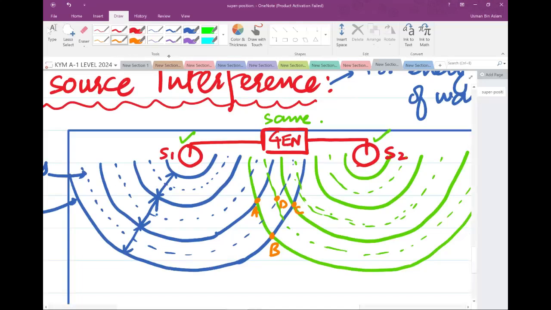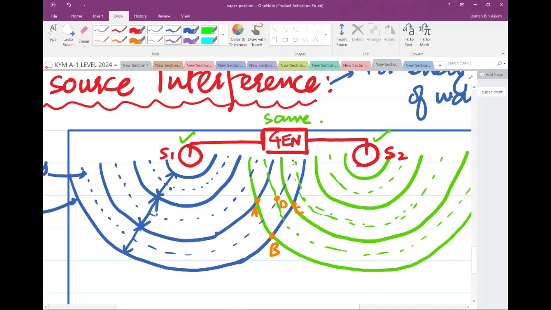Be with me. Before that, I'm going to indicate a few points where destructive interference will take place. Sir, another question: won't the destructive interference cancel out the constructive interference? No, destructive interference will take place at a different position. Constructive interference will take place at a different position.